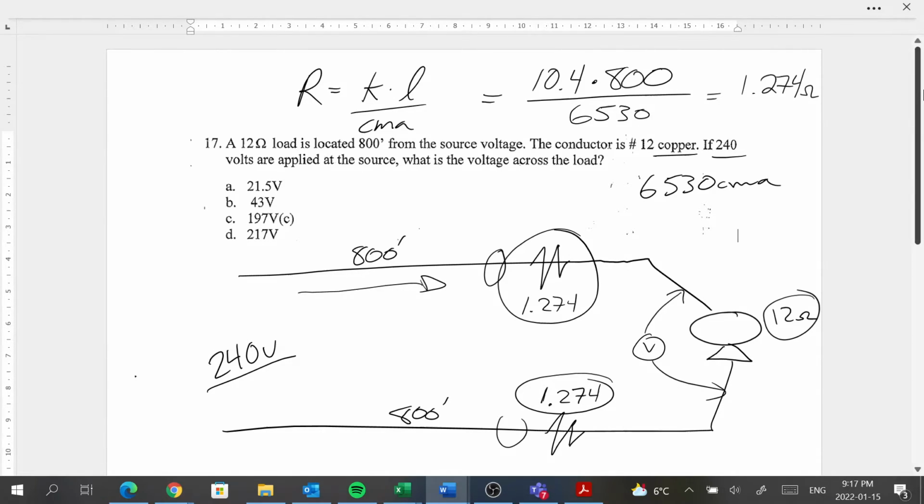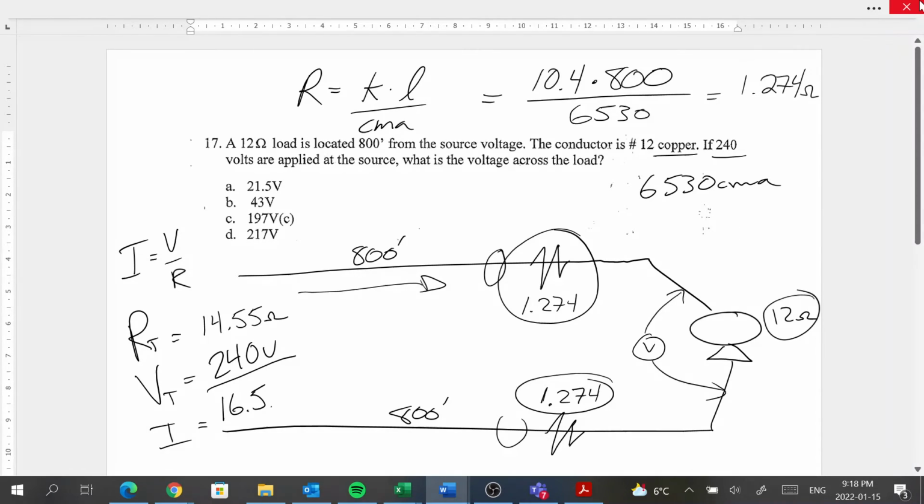So we already have our V total, 240 volts. And to find our R total, we can add all our resistors together. And that's going to give us 14.55 ohms. Now, if we take 240 volts divided by 14.55 ohms, Ohm's law, I equals V over R, that's going to give us 16.5 amps flowing through our circuit.